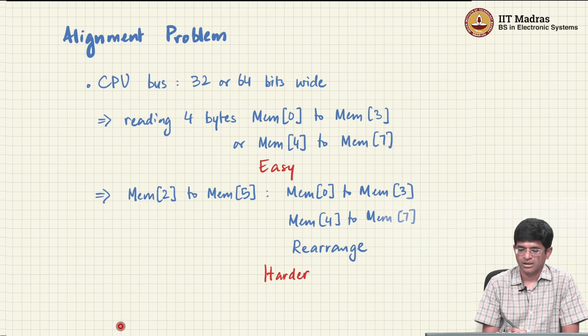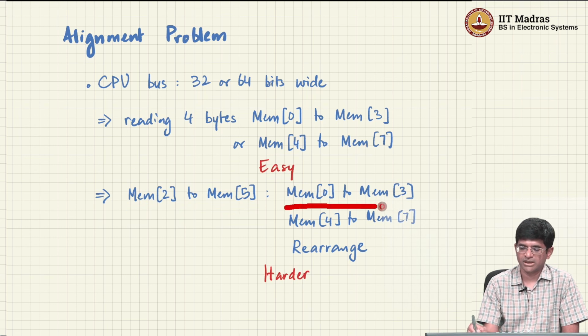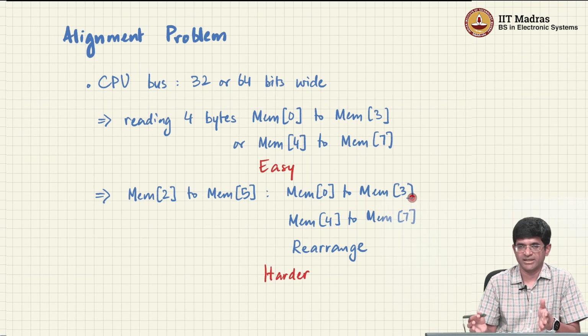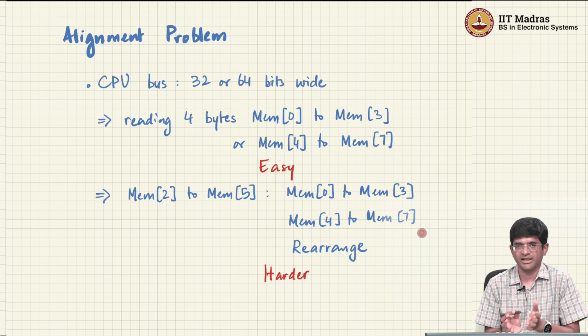But what happens when I want to read the values mem of 2 to mem of 5 on a 32 bit machine? What would end up happening is, I would need to read in a 32 bit chunk of data from mem 0 to mem 3, because that is how I get the data in a chunk of 32 bits, starting at location 0, and I would need to have another 32 bit value which reads in from 4 to 7, and then I would need to take 2 and 3 from one of them, 4 and 5 from the other, and rearrange to get the 2 to 5 four bytes out.